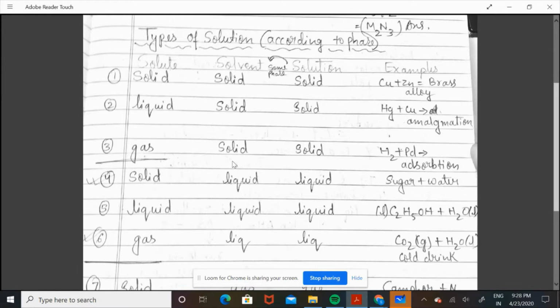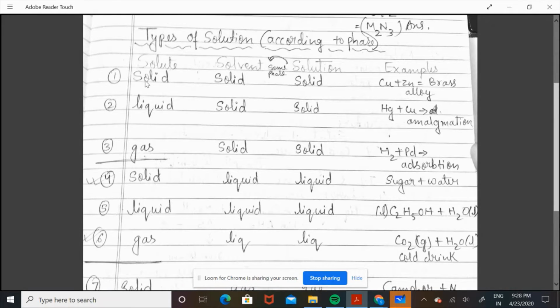So what is a solution? Before I start the solubility, the solution means a homogeneous mixture of solute and solvent. Got it? So here we are talking about the solution which is binary in nature, one solute and one solvent. So basically we have 9 types of solution. I have categorized and put it in a tabular form: solute, solvent, solution and its example.